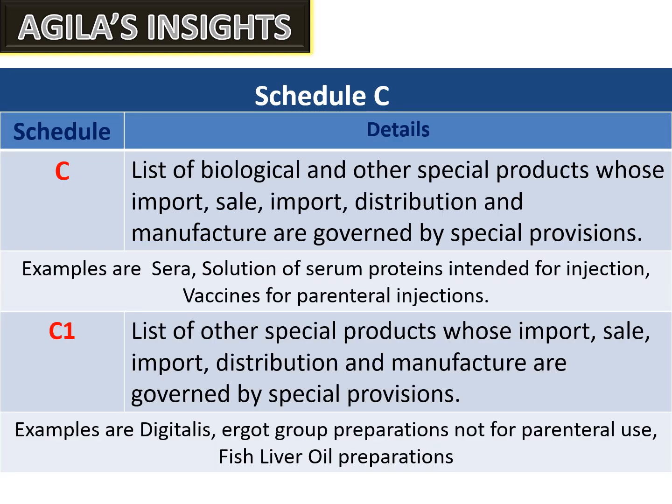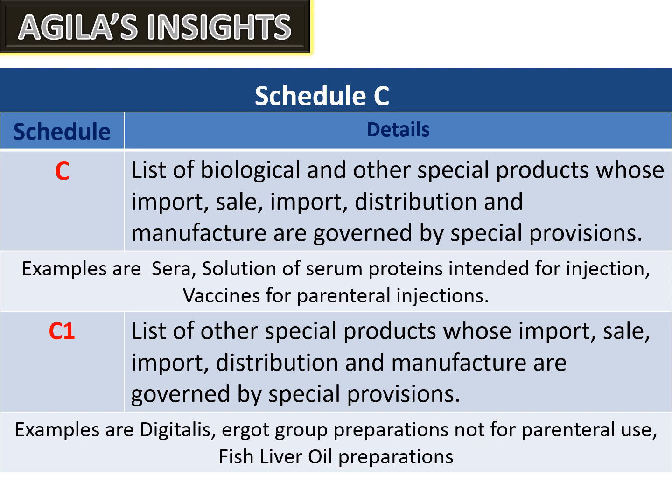Schedule C lists the biological and other special products whose import, sale, distribution and manufacture are governed by special provisions. Examples are sera, solution of serum proteins intended for injection, vaccines for parenteral injections, toxins, antigens, antitoxins.